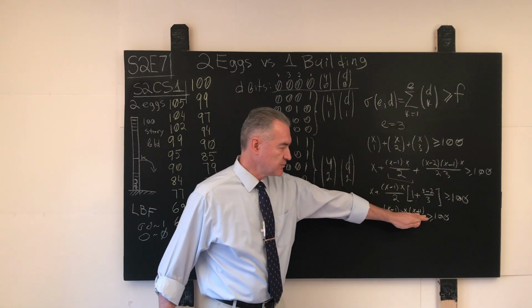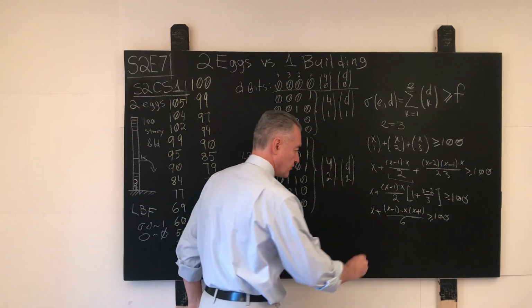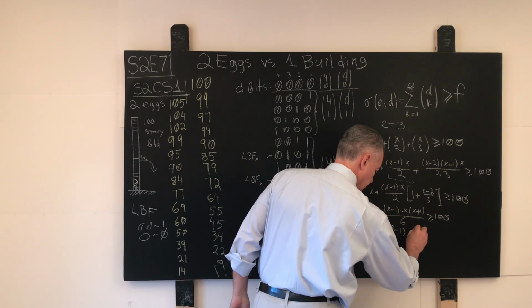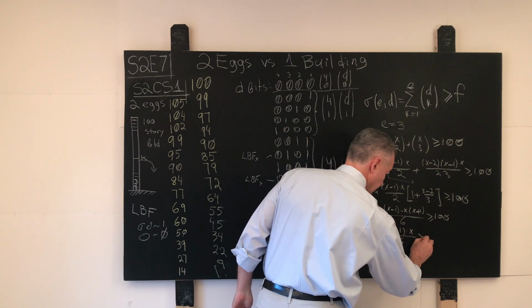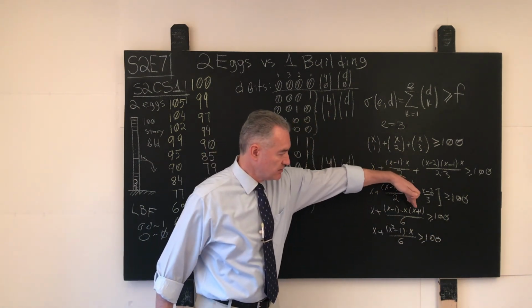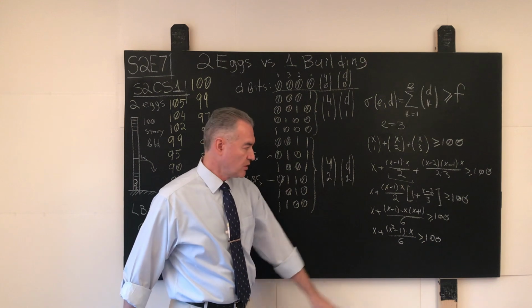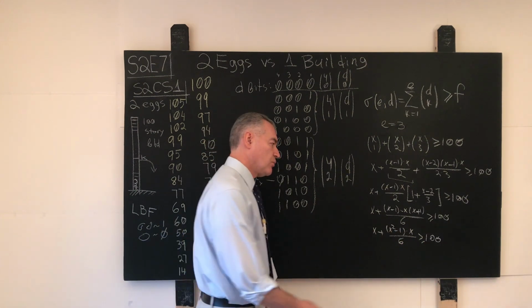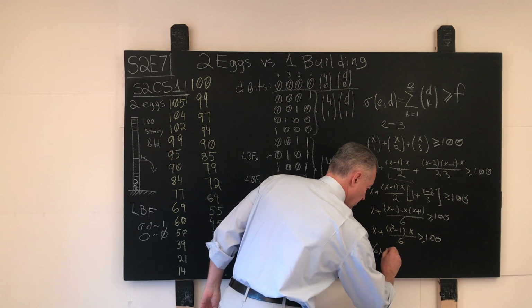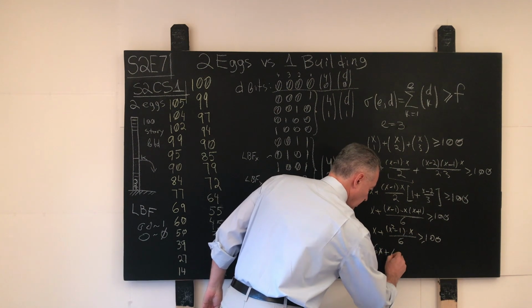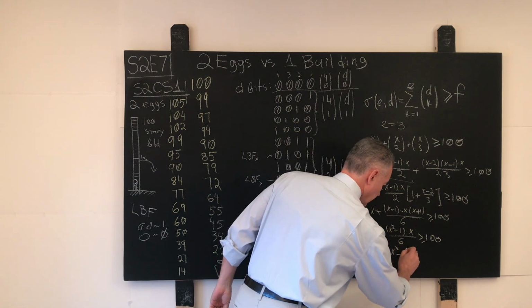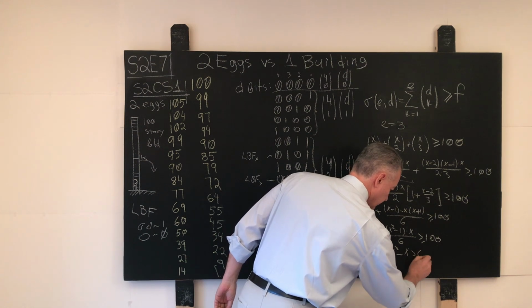x minus 1 times x plus 1 is the difference of squares. x plus x squared minus 1 times x over 6 greater than 100. Again, we just combined x plus 1 and x minus 1 into the difference of squares. Now we multiply this inequality through by 6. We have 6x plus x cubed minus x greater than 600.